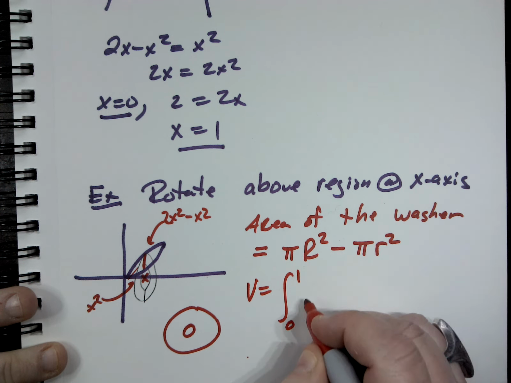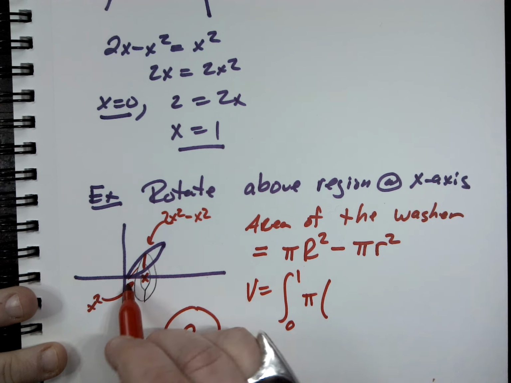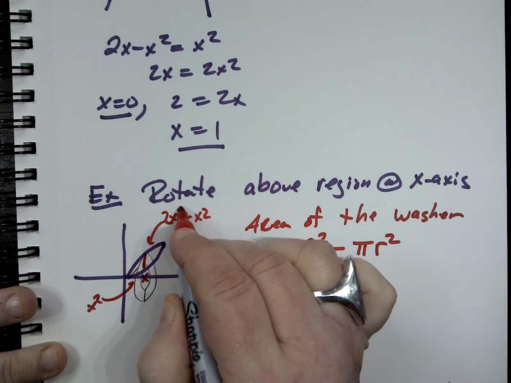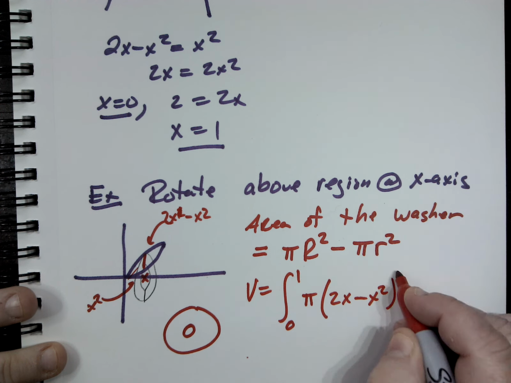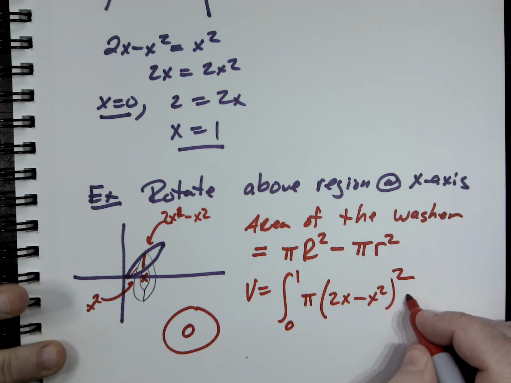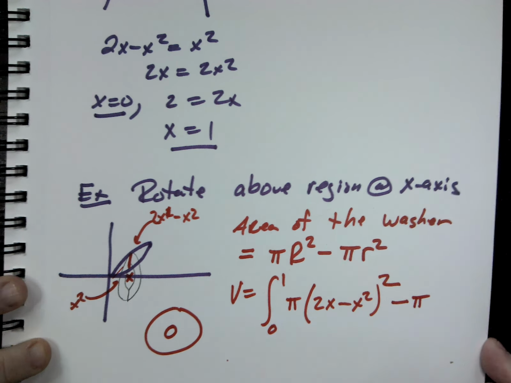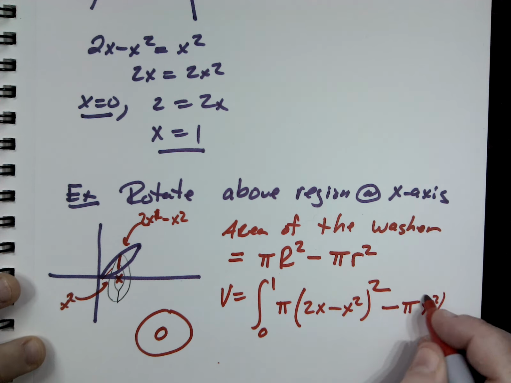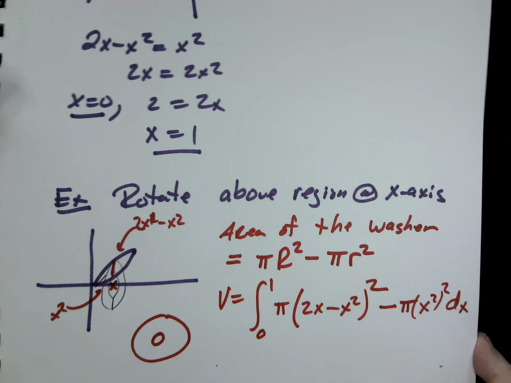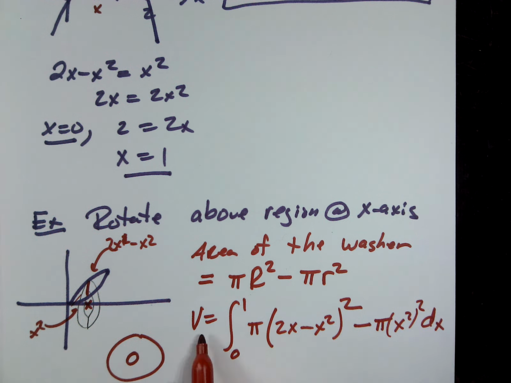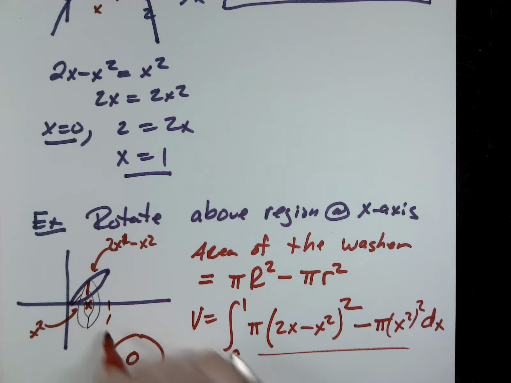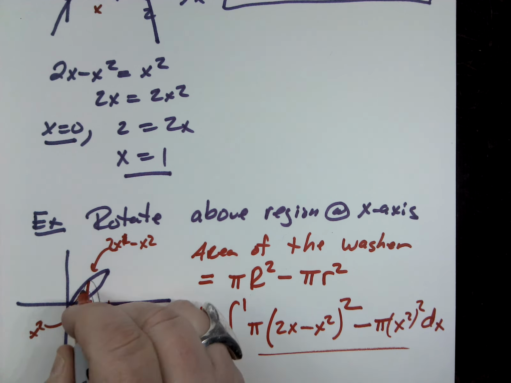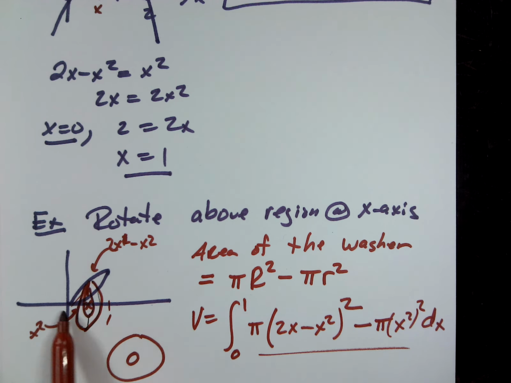we go from 0 to 1, I've got pi. The upper radius is 2x minus x squared, squared for pi r squared, minus the smaller one, pi times x squared, squared dx. So this is effectively saying I'm adding up all the disks from x equals 0 to x equals 1. But mentally I don't try to draw that because I can't draw. I just try to figure out what is the area of that one generic disk, where x can range between 0 and 1.